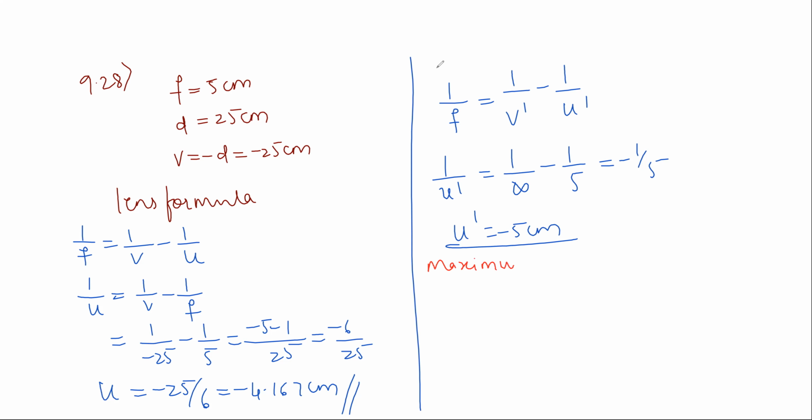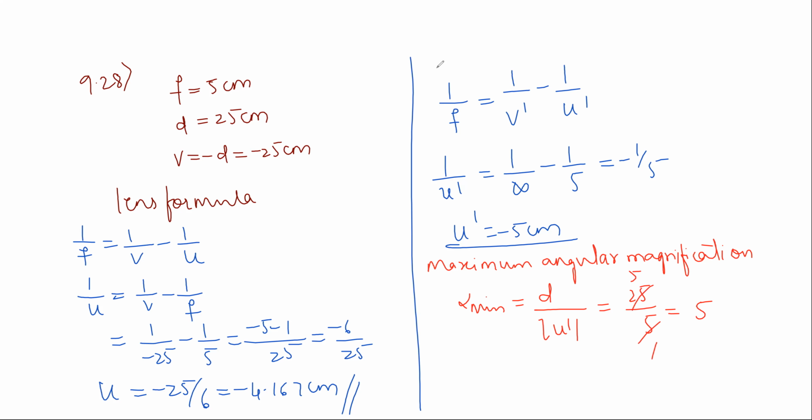So maximum angular magnification is given by the formula alpha maximum, that is given by d divided by mod of u dash, equal to 25 divided by 5. We are getting 5 fives are 5, so 5x. So maximum angular magnification we got as 5x.